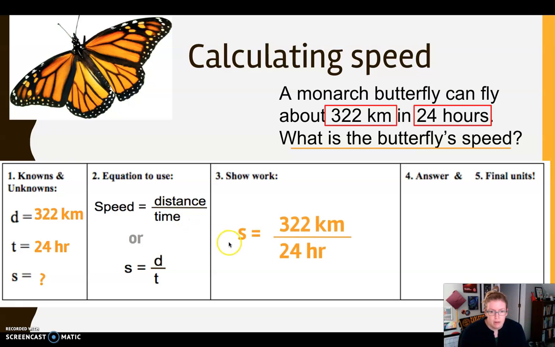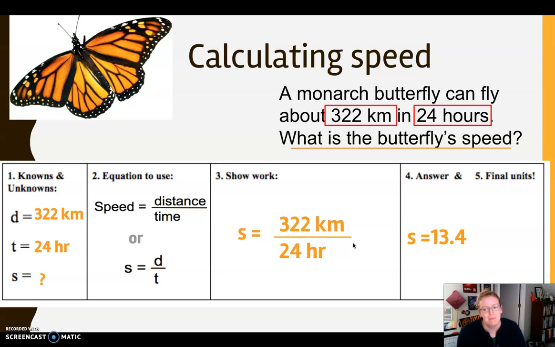So then what we're going to do is we're going to show our work. So I'm going to write down, I'm calculating S for speed. That's equal to 322 kilometers divided by 24 hours. So take a moment right now and try calculating this answer. Hopefully you got the same answer I did, 13.4, we're done, right? All done?